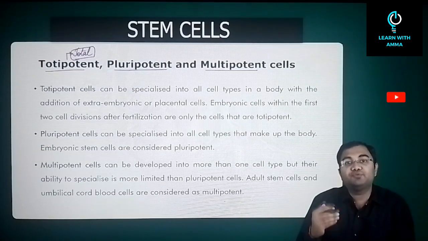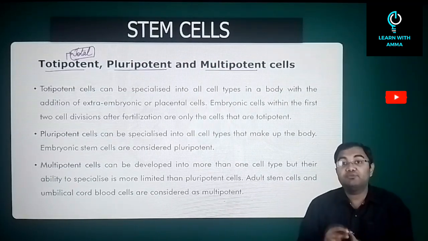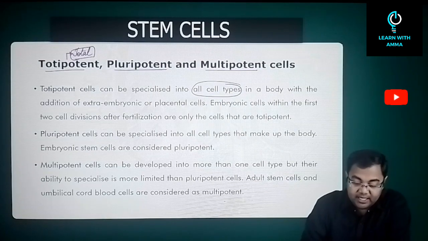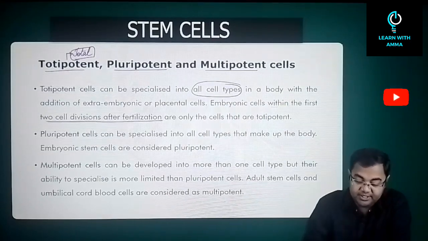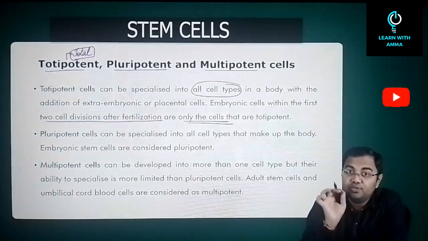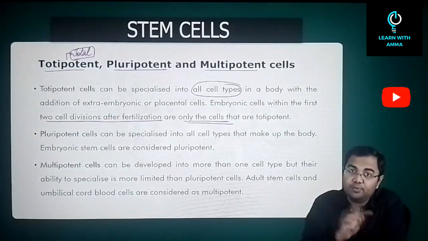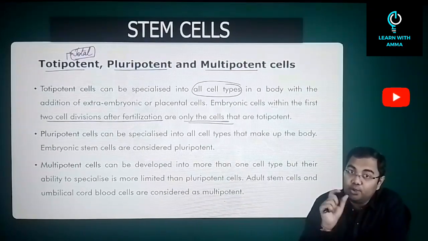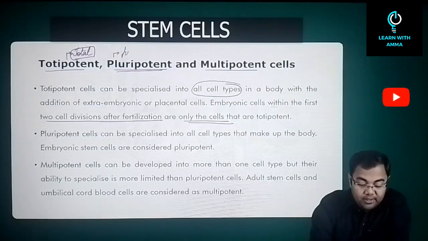So even just before the embryonic stage, just about the time when the embryo is just starting to develop, at this stage, you have totipotent stem cells. So totipotent can be specialized into all cell types in the body. Embryonic stem cells within the first two divisions after fertilization are the only cells that are totipotent. So just up to the first two cell divisions after the formation of the embryo, that is where you have totipotent stem cells, meaning that it has an ability to specialize into anything, all cell types. That's why toti, coming from total, that is everything. Then you have pluripotent. So pluripotent basically comes from plural.